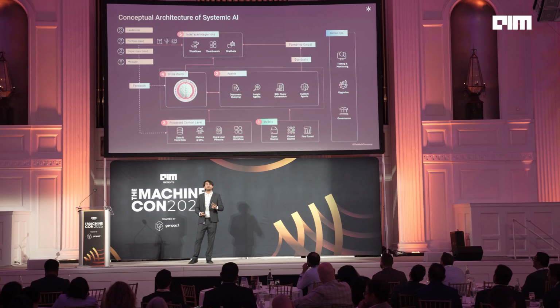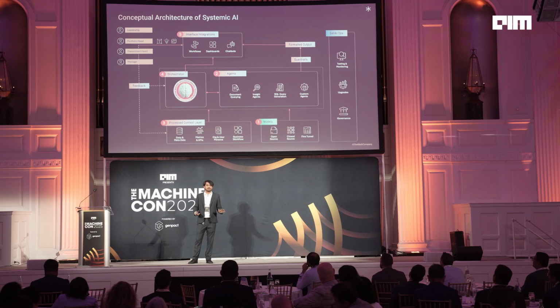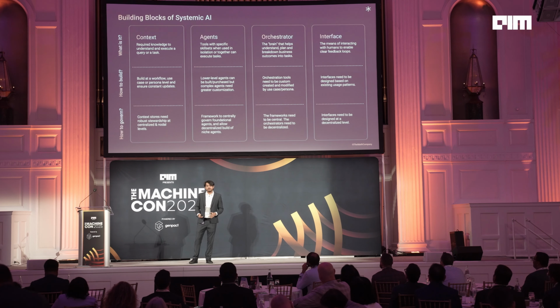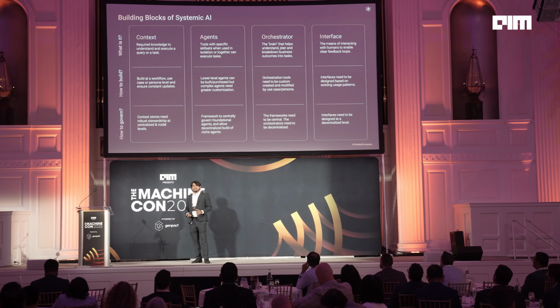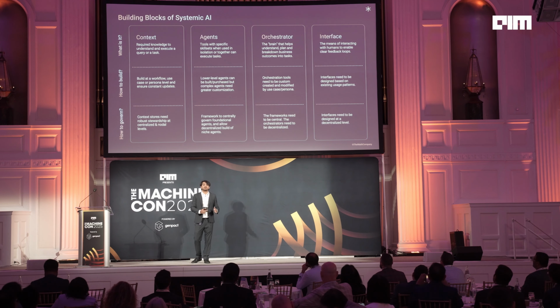So let's talk a little bit about the 4 of these, because I'm not going to talk about models. Everybody knows about the models and how commoditized they've gotten. But if you look at these 4 pieces of context, agents, orchestrator, and interface, each of them will have their own governance models. Each of them will need their own roadmap.